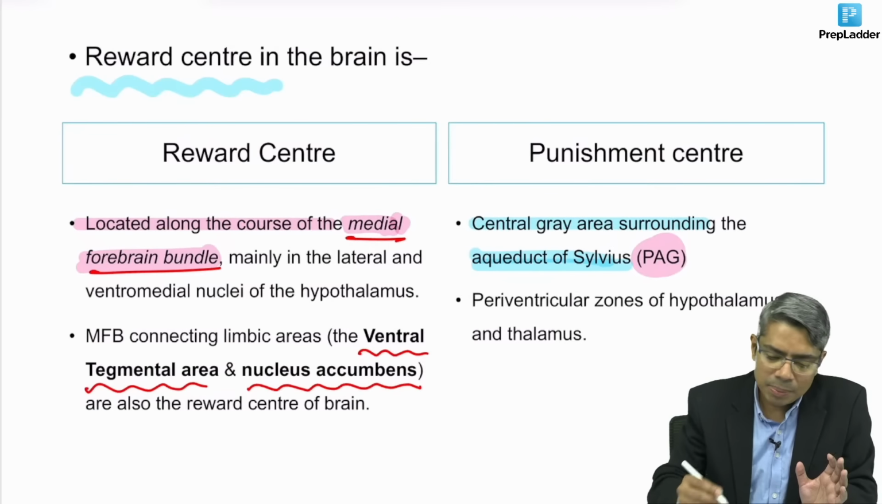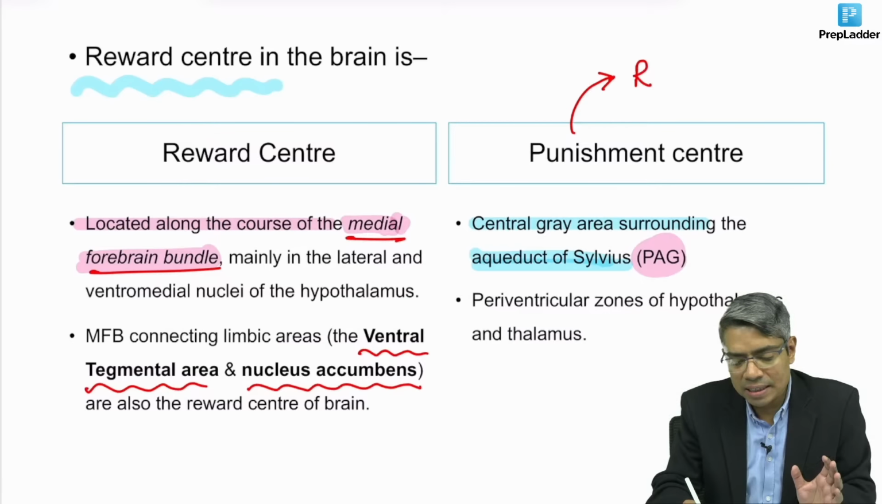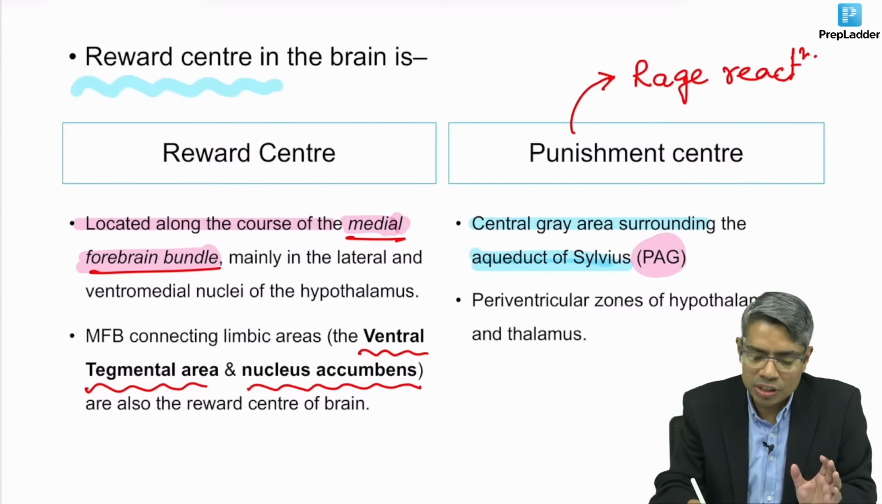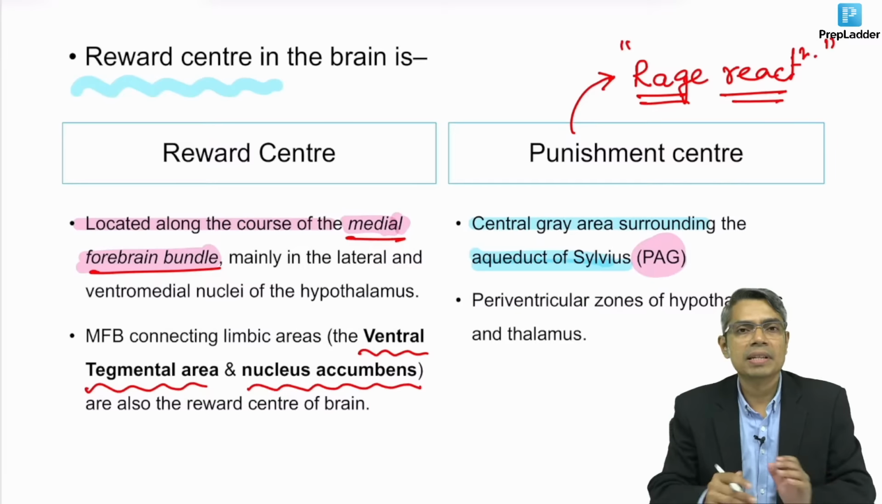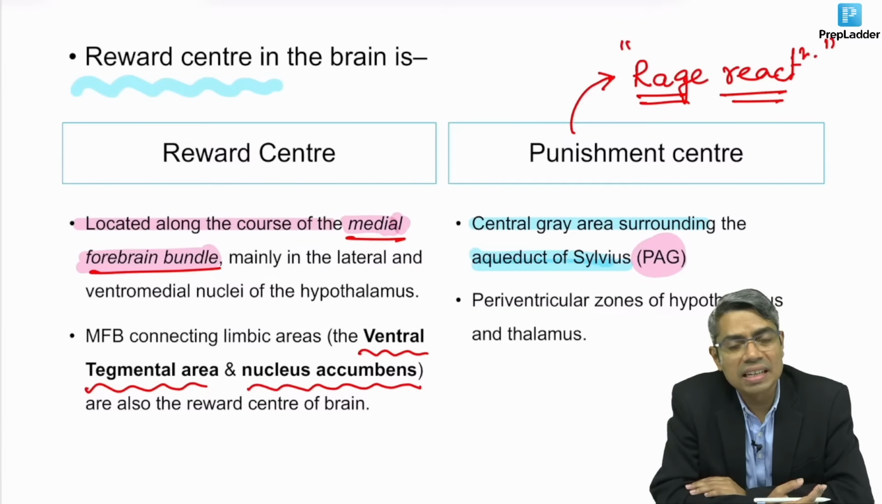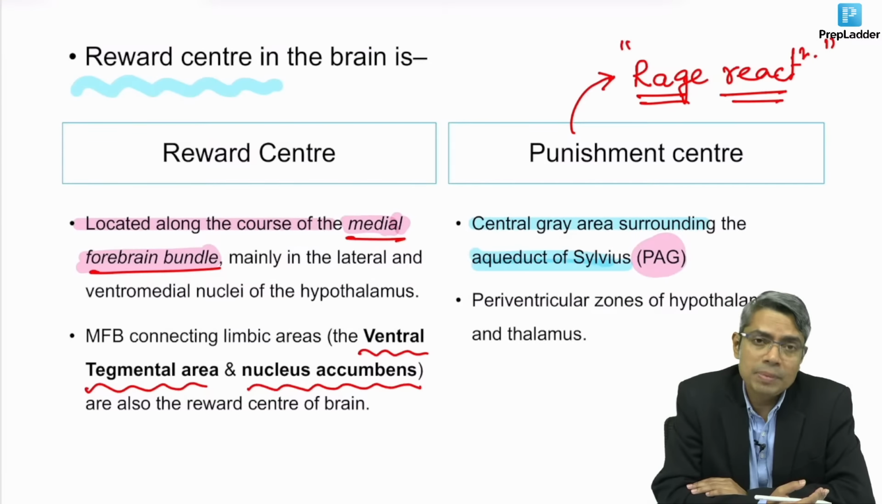If you stimulate this punishment center multiple times, the symptom that happens in the animal is known as a rage reaction. So, the question can also be given: which center is known as the rage center, okay, angry? The animal is getting angry, taking a defensive posture as if it is going to attack you. Which center? That is the same, the punishment center.